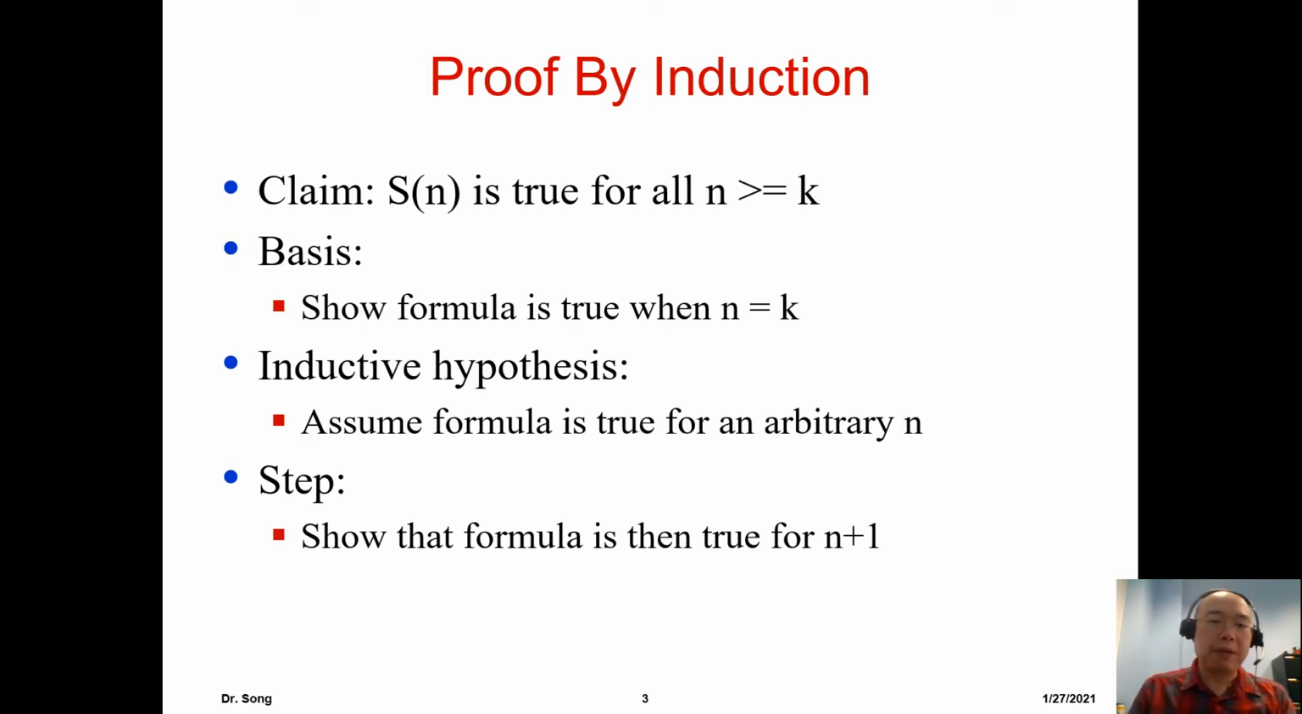The second step, we want to do an inductive hypothesis. For the second step, we don't have to prove that it's true, but we assume that for the value n, Sn is true. So this is a hypothesis. We don't have to prove anything, but we want to put this hypothesis here. And based on this hypothesis, step 3 is we start from Sn is true and we want to prove Sn plus 1 is true. So those are the 3 general steps for induction.